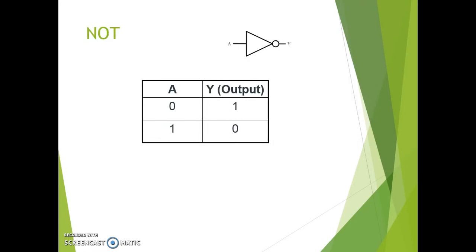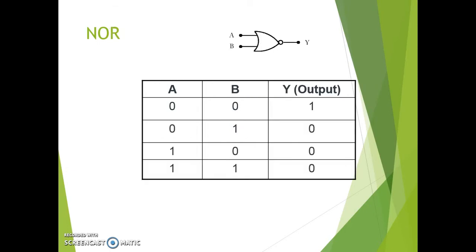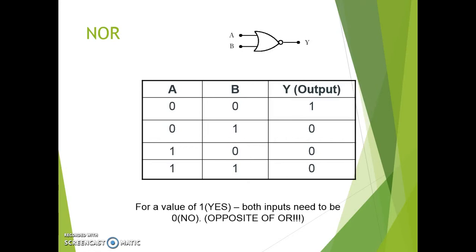A NOT gate is kind of interesting. It essentially inverts the input, and in fact one term for a NOT gate is an inverter. So if the input is 0, the output is 1. If the input is 1, the output's 0. So the output's the opposite of the input. For a NOR gate, we can think of this as a NOT OR gate. The only case where we get an output of 1 is when both inputs are 0. And that's the exact opposite of the OR gate.